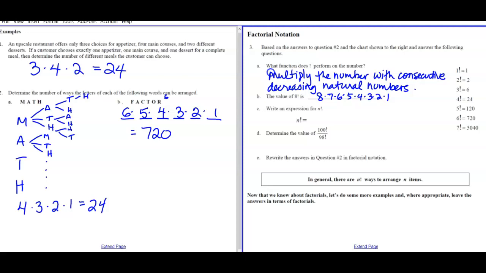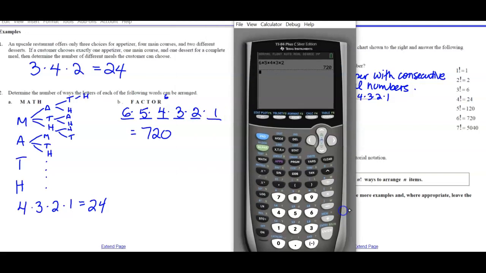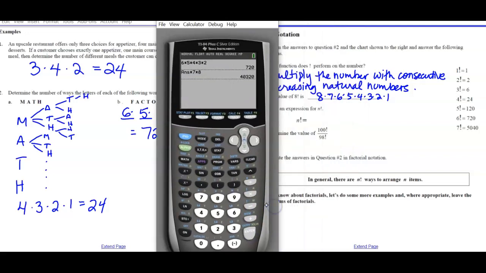So in your calculator, now saying that, I still have 6 factorial here. So if I already have 6 factorial, then I can multiply by 7, by 8, and that will be 8 factorial.